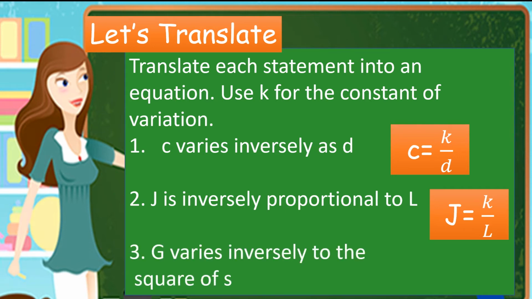And the last, we have G varies inversely to the square of S. So our equation is G is equal to k over S squared. Gumamit tayo dito ng square sa S kasi sa given statement ay nakalagay na square of S. So therefore, we are going to use S squared.